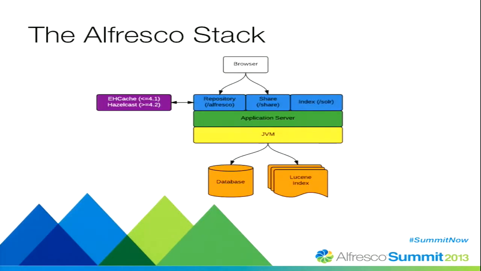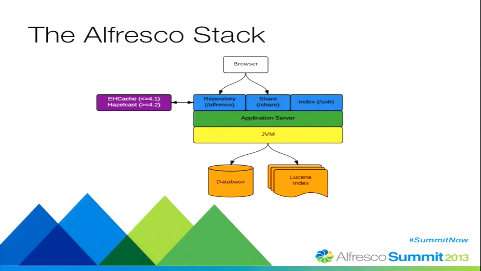So I want to start out with an overview of the Alfresco stack itself. This should be familiar to most of you that have worked with Alfresco in any capacity previously. Starting at the bottom, we have the two main components where Alfresco actually is storing content and metadata. And that's the index and the database itself. I've omitted the content store here because that's a whole separate topic, I/O performance on the store. So we're really going to focus on the database and the index components.